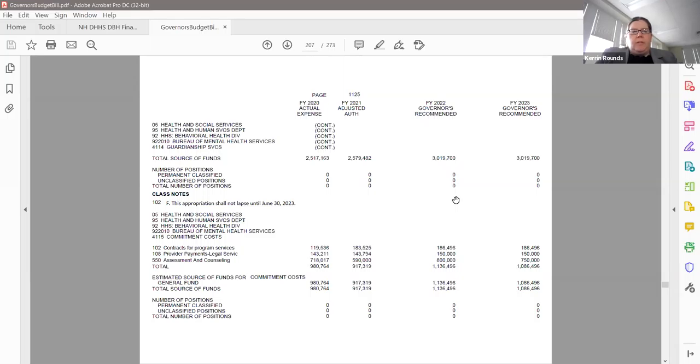And this, you'll see that there's an increase in line 550, but you can see that our actual expenses for 2020 are far in excess of what's budgeted for 21. This is another area, Karen and the group, where we are often trying to find money to transfer, because we don't really have a lot of control over how the expenses come in to us. And this is the legal services. These are the attorneys who represent individuals who are under an involuntary status, and they're appointed counsel. So we have attorneys who represent these individuals.